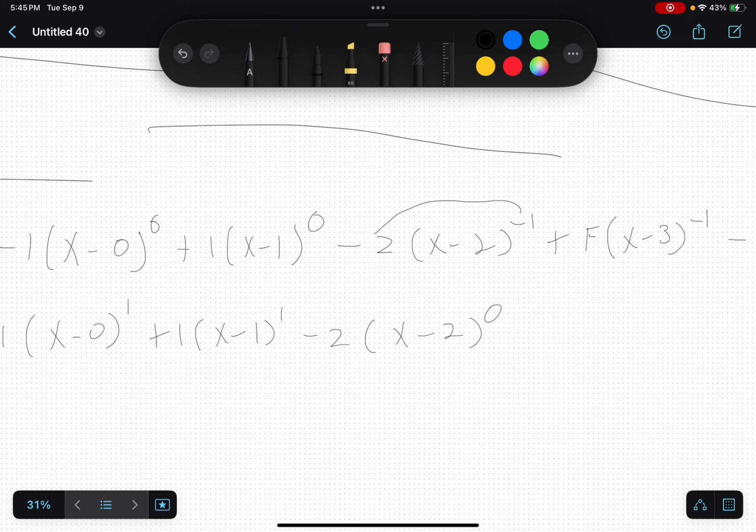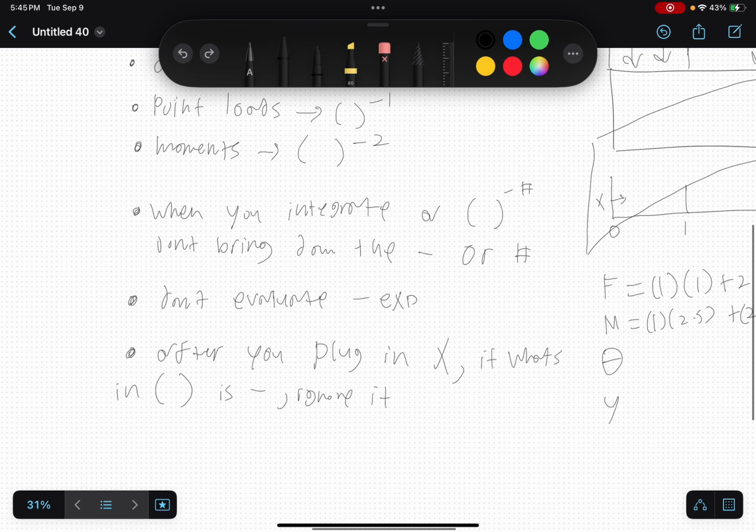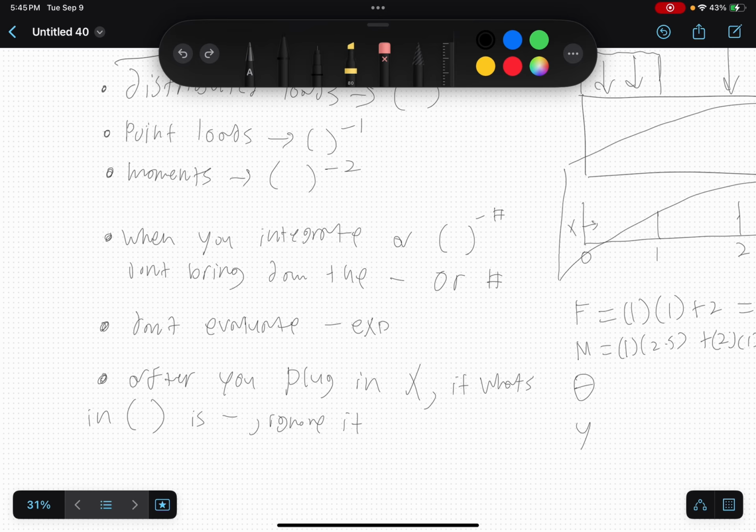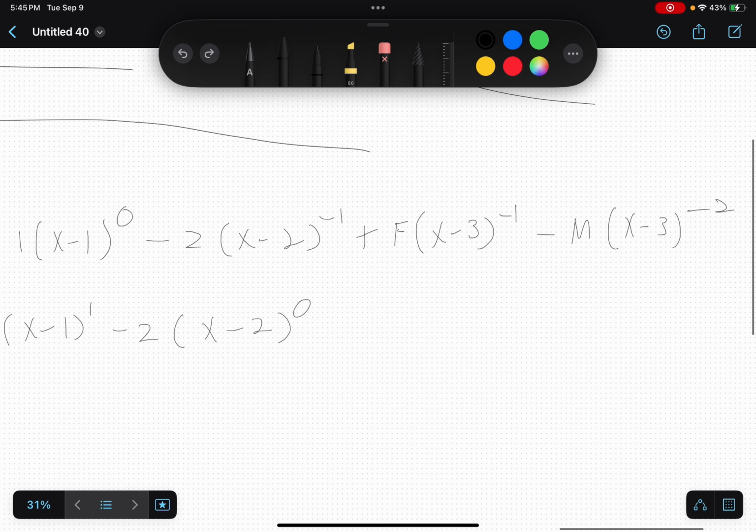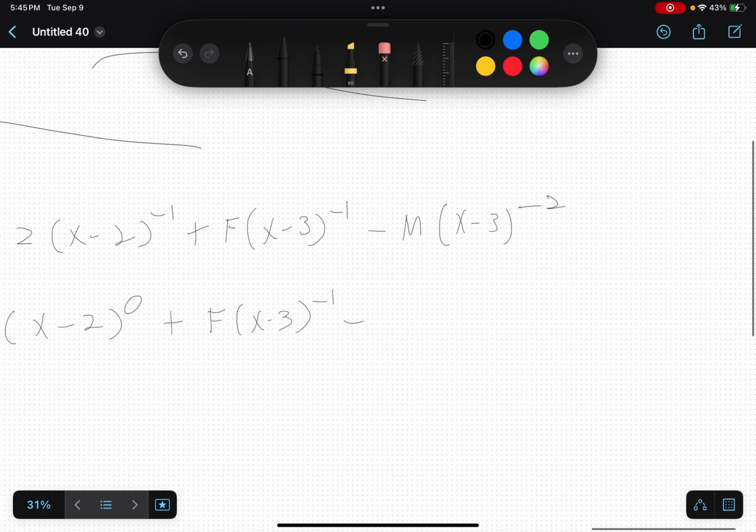I didn't bring down the negative because one of the rules is don't bring down the negative or the number. Plus f x minus 3 -1 minus m x minus 3 -1. Again, I didn't bring down the negative or the number because normally this should be m over 2 and it should be a positive, but with our weird rules, it's not that.